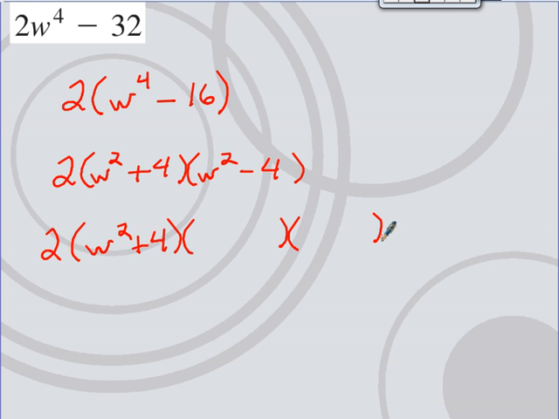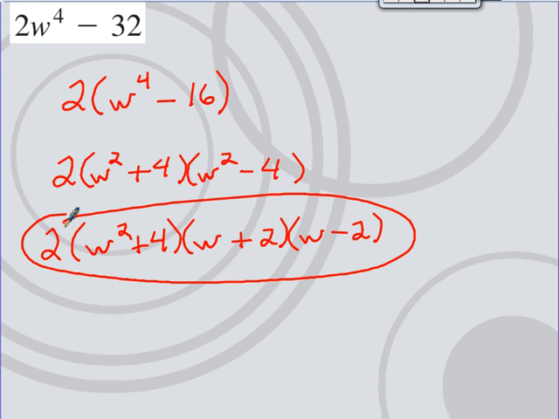W squared minus 4. Avery, what will that factor into? W plus and minus 2. Again, difference of squares always factors into conjugates. You got 2 lines out of it. Again, if you can factor down to all just w to the 1st stuff, awesome. But here you have w to the 1st here, but you got w squared here. We did it as far as we could.